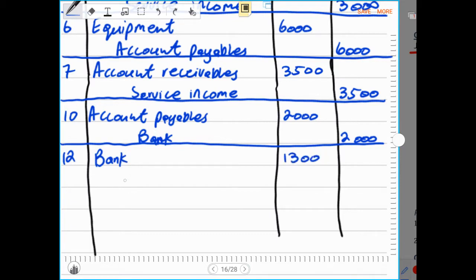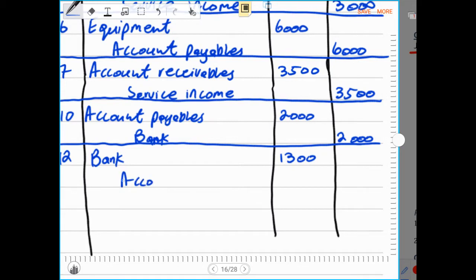Then after we credit our account receivables, and that will be 1,300. Remember, I did link the two, that we are reducing the amount of 3,500, and for us to reduce that, we have to record it on the credit side.